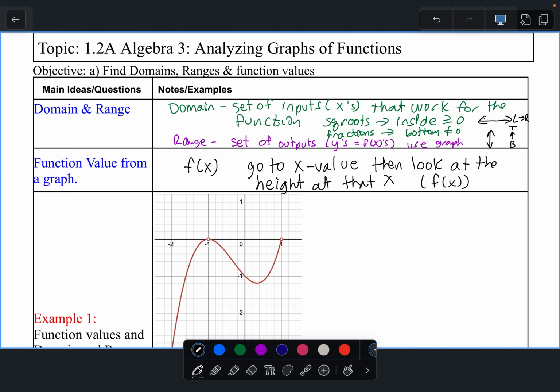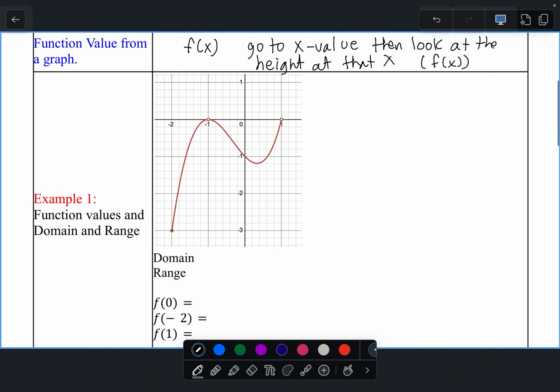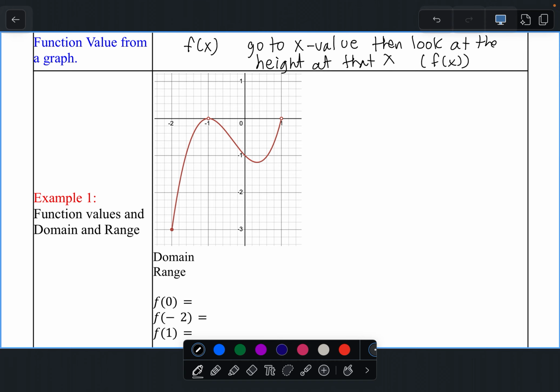So in this class, we're going to start looking at graphs a little differently than you did in an Algebra 2 course or any courses below that. So we're just going to look at the graph, just analyzing it a little differently than you would have seen in maybe your other classes. So here, let's take a look at this graph. First, let's find the domain and range of the graph, okay?